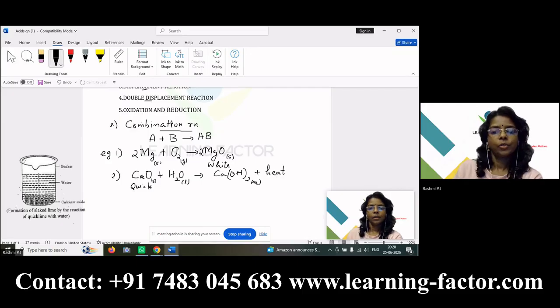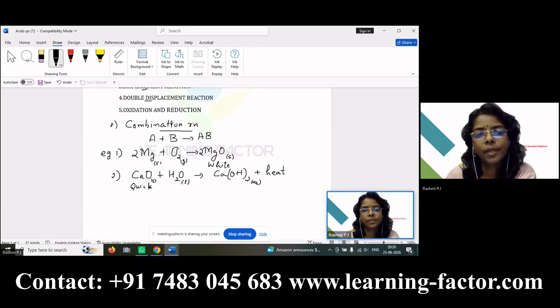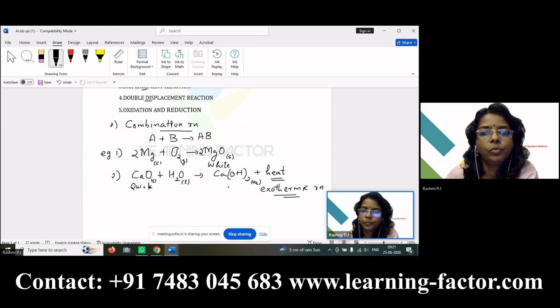So here also there are two reactants, calcium oxide and water, and we are getting a single product, plus heat. Since heat is evolved in this reaction, this is an exothermic reaction. Reactions in which heat energy is released in large amounts, we call exothermic reactions. So this reaction is an example of an exothermic reaction, and also, since two reactants combine to form a single product, it is an example of a combination reaction. So this is about combination reaction, where two or more reactants combine to form a single product.